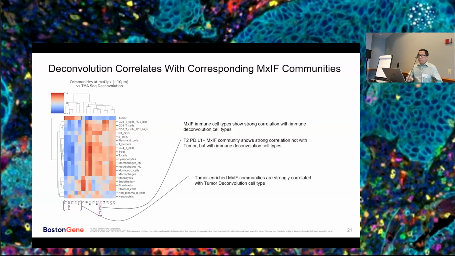So first, on the x-axis, they are MxiF communities. The y-axis is the RNAseq deconvolution method, which is based on the transcriptome profile to get an estimate of what cell types and what proportions are in the real sample. We can see there are actually good correlations. For MxiF, immune cells here show strong correlation with immune phenotypes from deconvolution, and other types too.